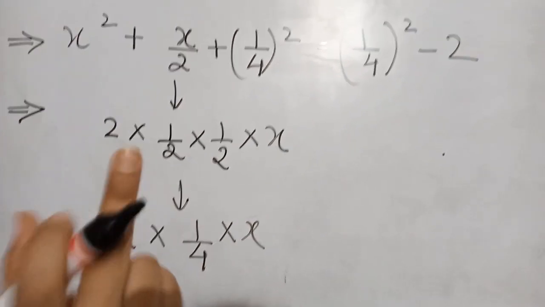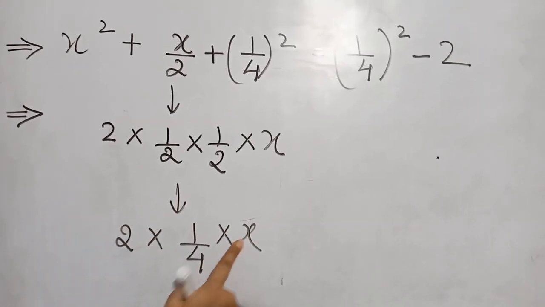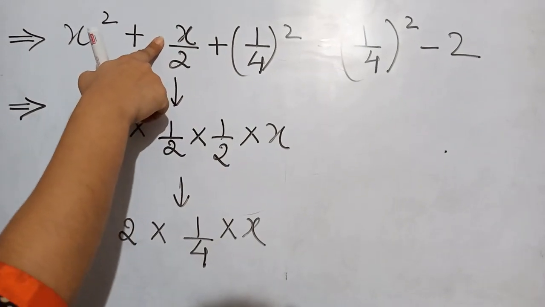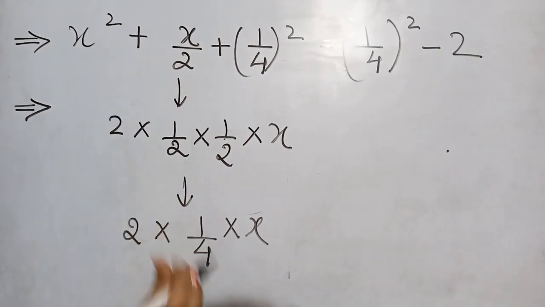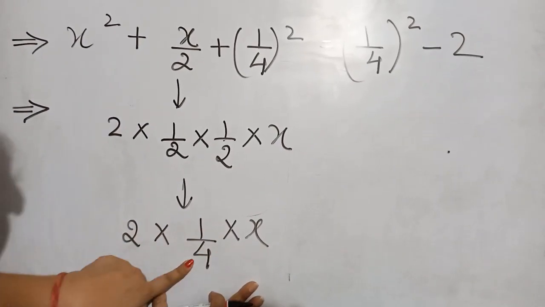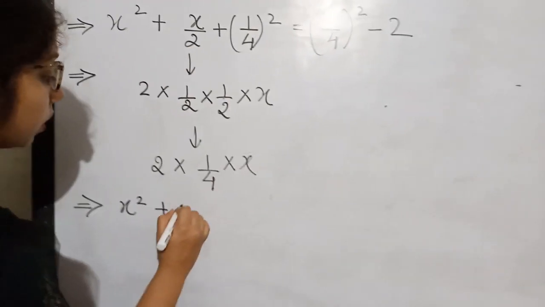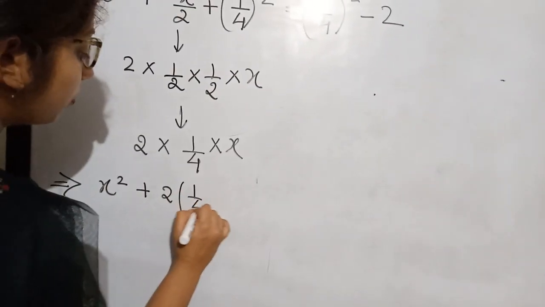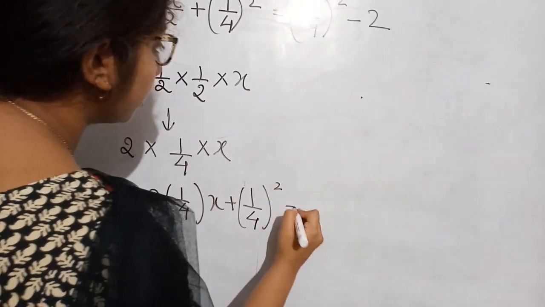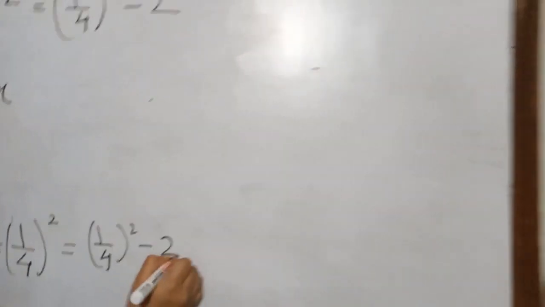Now children, if you want to simplify this, you will see 2 ones are 2, 2 twos are 4. It will give you x upon 2, that means 1 by 2, same as the original coefficient of the term of x. So with the help of this, we get this in the form of 2ab. So now let us arrange this. This will be x squared plus 2 into 1 by 4 x plus 1 by 4 whole square is equal to 1 by 4 whole square minus 2.